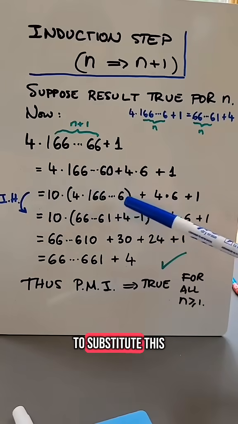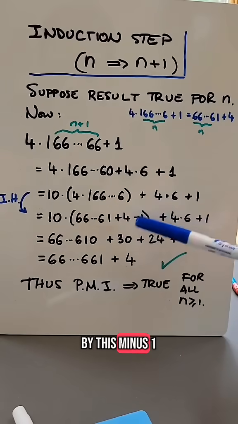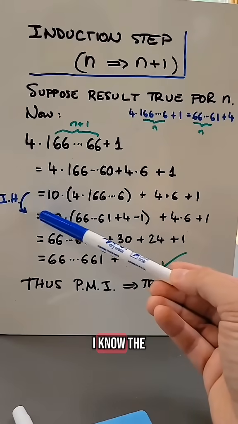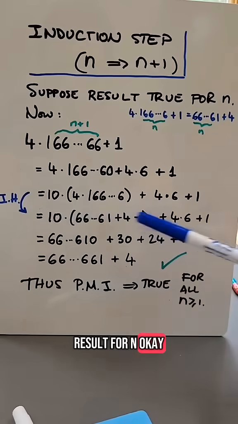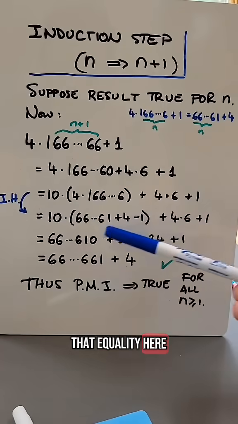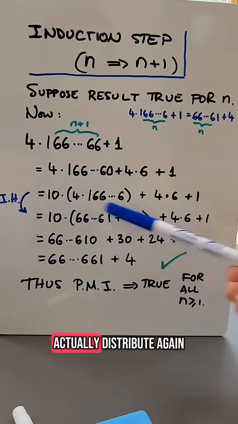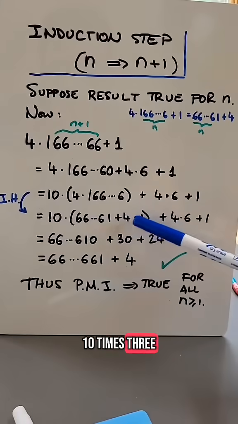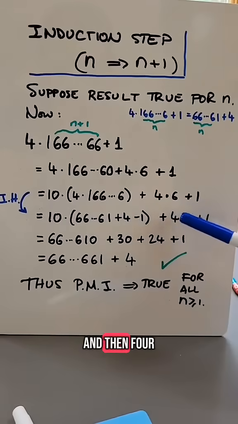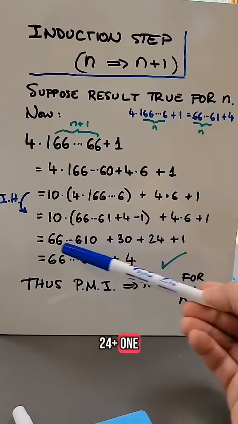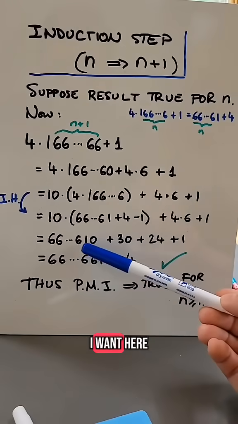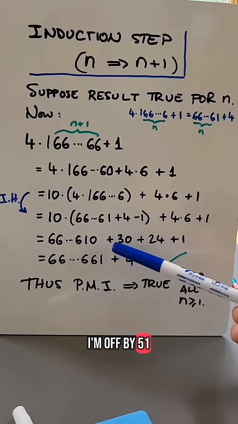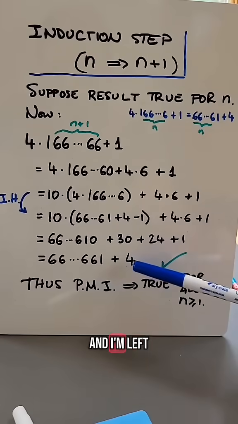So I'm going to substitute this by this minus 1, and that's when I'm using the induction hypothesis. That's when I'm using that I know the result for n. Okay, so we have that equality here, and now just distribute the 10 again. 10 times this is this. 10 times 3 is 30, 10, and then 4 times 6 is 24 plus 1. We have this. Now I want here, instead of ending in 10, I want it ending in 61, so I'm off by 51. So take 51 out of here, and I'm left with 4.